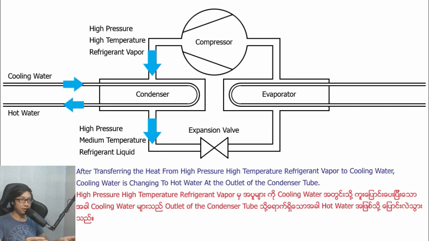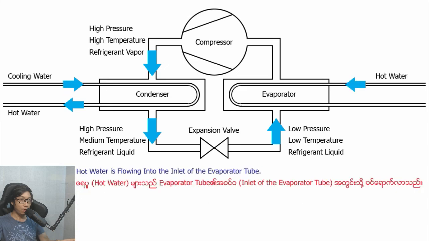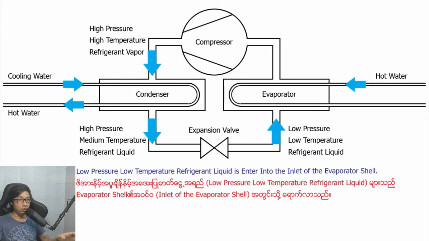After absorbing the heat from the high pressure, high temperature refrigerant vapor, the cooling water changes to hot water at the outlet of the condenser tube. After the high pressure, medium temperature refrigerant liquid passes through the expansion valve, it changes to low pressure, low temperature refrigerant liquid. Hot water flows into the inlet of the evaporator tube. Low pressure, low temperature refrigerant liquid enters the inlet of the evaporator shell.